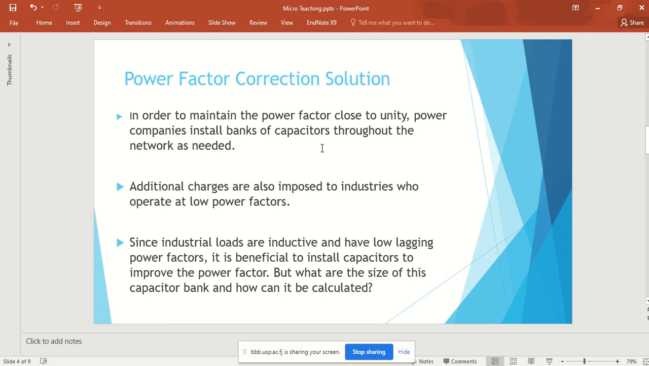Now, the solution to power factor correction. In order to maintain the power factor close to unity, power companies install banks of capacitors throughout the network as needed. Additional charges are also imposed on industries that operate at low power factors. Since industrial loads are inductive and have low lagging power factors, it is beneficial to install capacitors to improve the power factor. Now you must be asking, what is the size of these capacitor banks and how can it be calculated? So let's see.